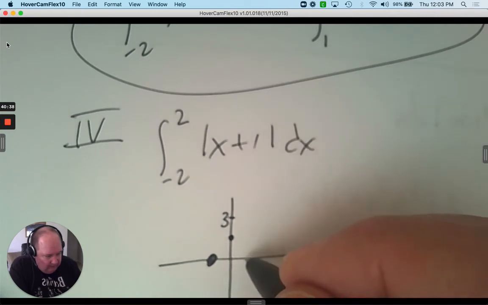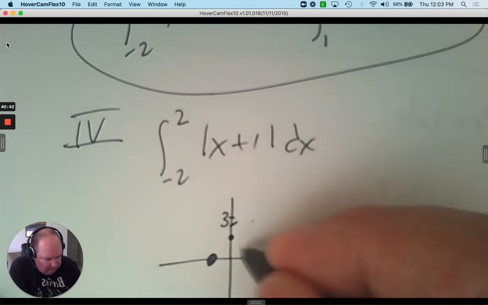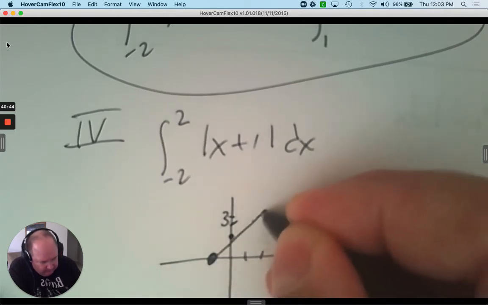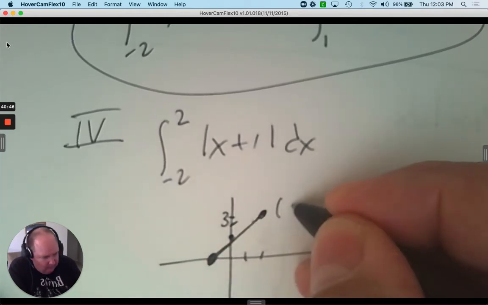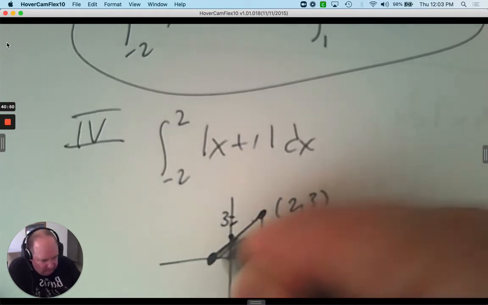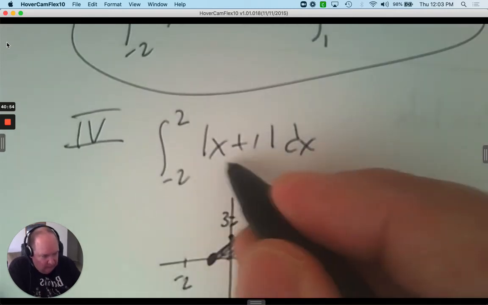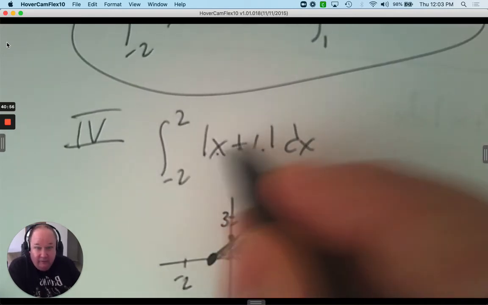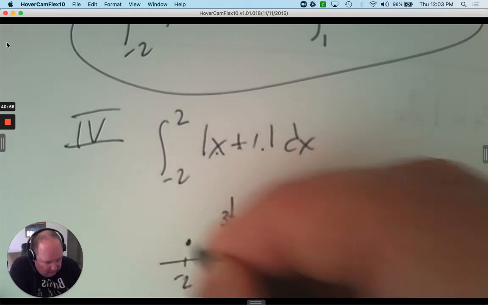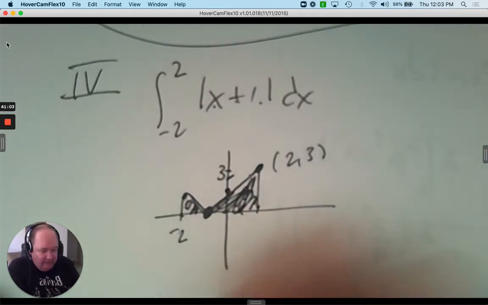So 1, 0 gives me 1, and then 2, then 3. So that point there is (2, 3). That will tell me the height of that triangle. So I want to find that area. And then at negative 2, plus 1 is negative 1, but the absolute value is positive 1. So here's the other triangle that you're going to do, and then you find the area of both.